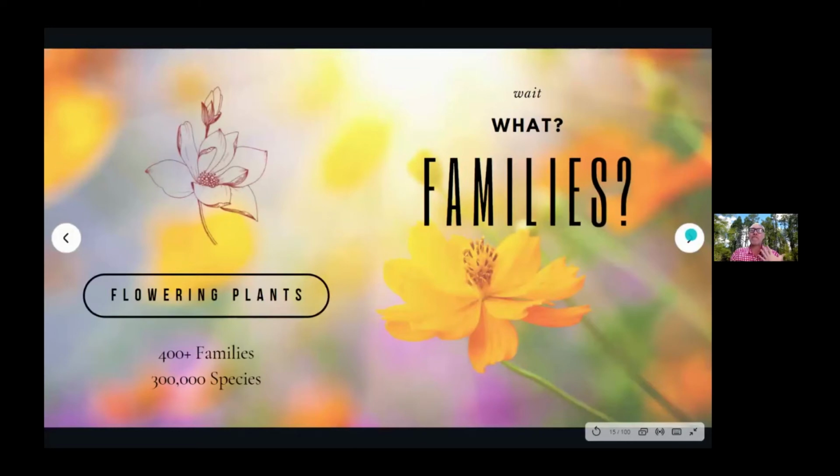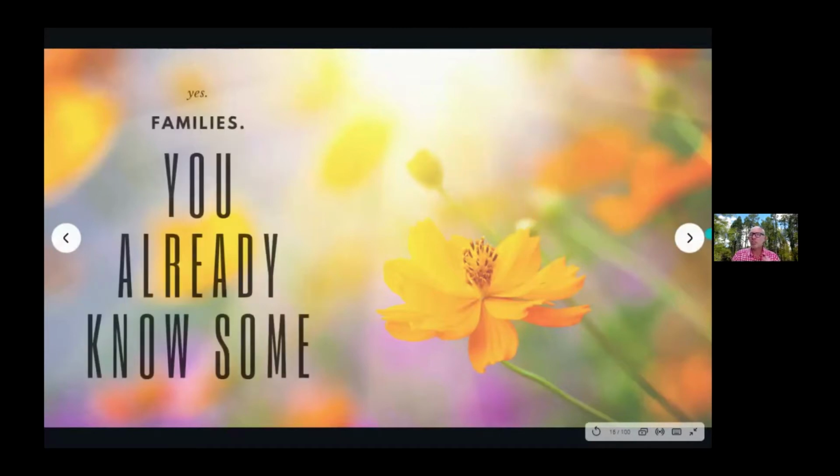Now, I said family. Yes, plants are categorized into families, just like we have those nice big four scientific breakdowns: mosses, ferns, gymnosperms, and flowering plants. Flowering plants and all these others themselves are then broken down into smaller groups called families. That might not be unfamiliar. It might be something that you may have heard of before. Families. You already know some plant families. I am sure that you already do.